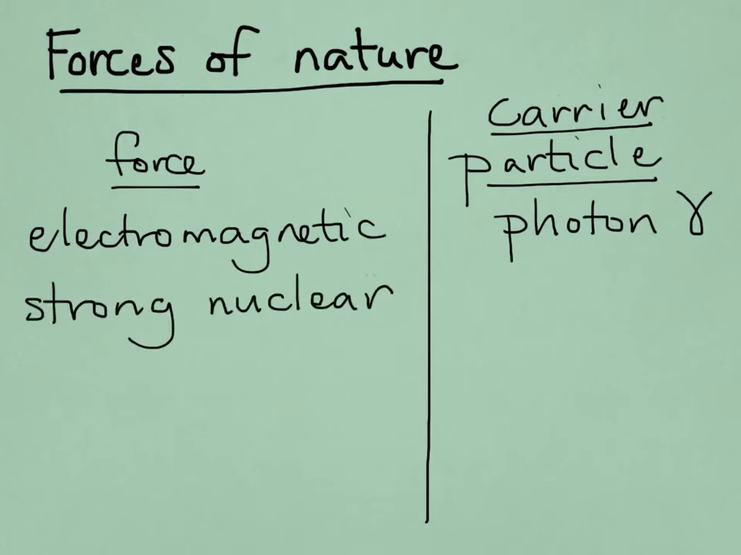We've then got the strong nuclear force, which binds the nucleus together and stops all those protons bursting apart. And the carrier particle for that is called a gluon, and the symbol is G.